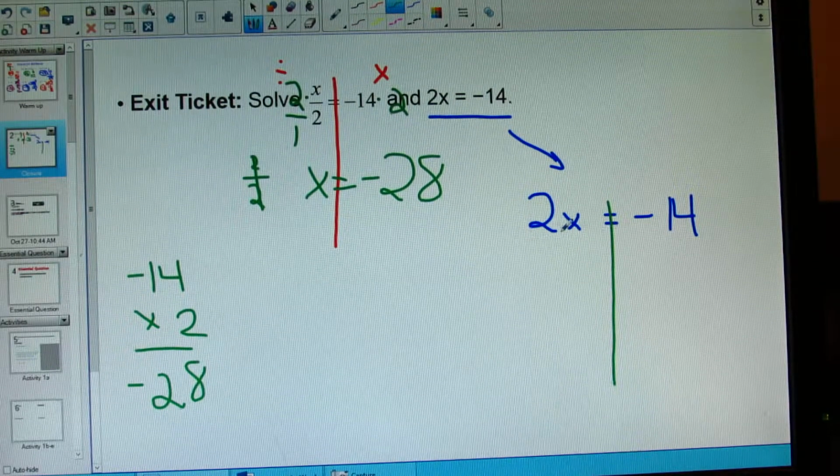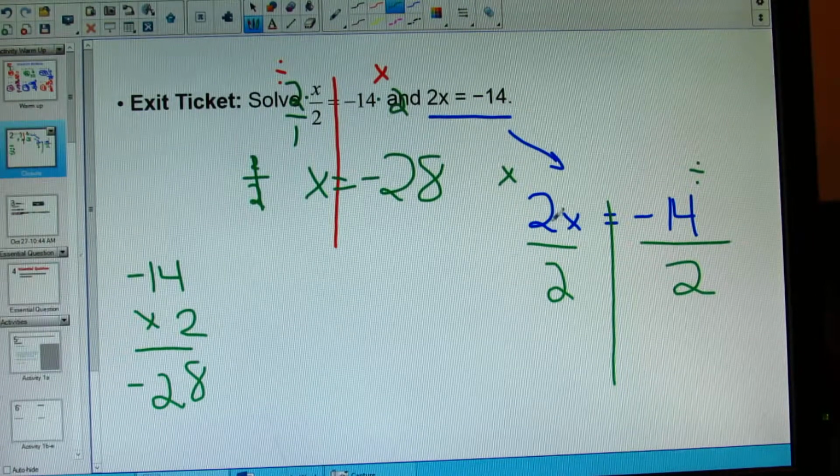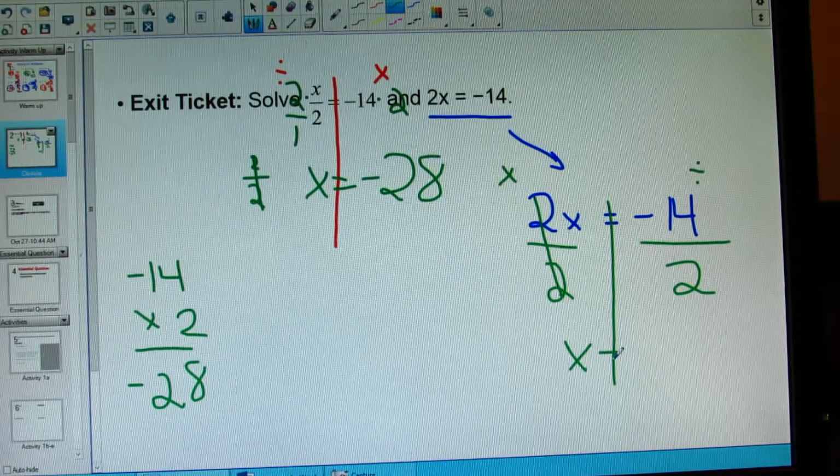This problem represents a 2 with a variable next to it, represents multiplying. So if this is a multiplying problem, in order to undo multiplying, I have to do its inverse, which is divide. I have to divide by whatever I'm multiplying by to get the variable isolated. So I'm going to divide both sides by 2. 2 divided by 2 cancels out to a 1. And I get x equals.